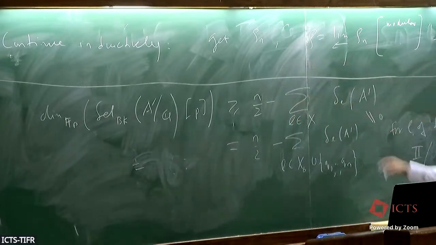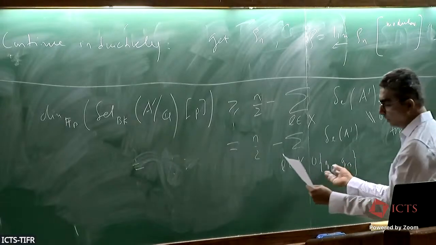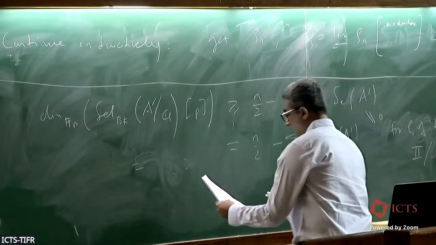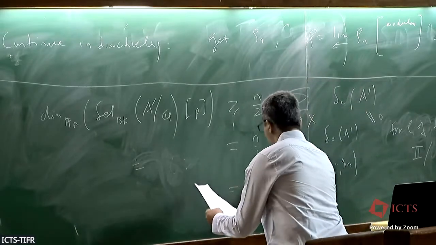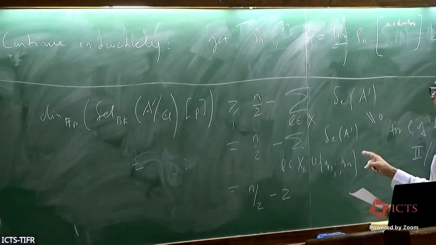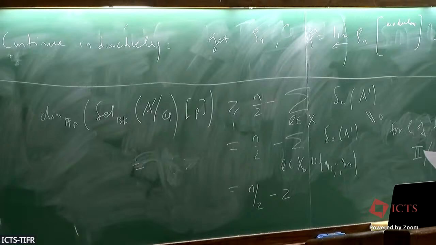Because these are 0. And now this is just depending purely on rho bar. So how many primes are here? Remember the delta L's were bounded by 2 when L was not equal to P and bounded by 6 when L was equal to P.